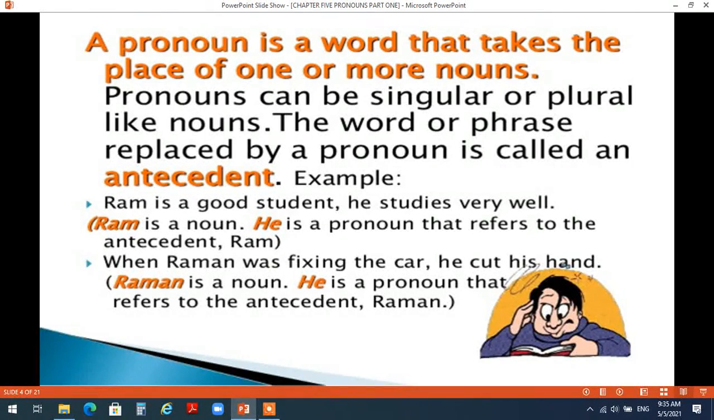In the other example also, when Raman was fixing the car, he cut his hand. Again, Raman is the noun and we have used the pronoun he instead of the noun Raman. So, he is the pronoun that refers to the antecedent noun, which is the word Raman. So this is what we mean by an antecedent.